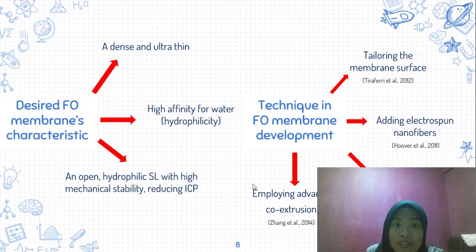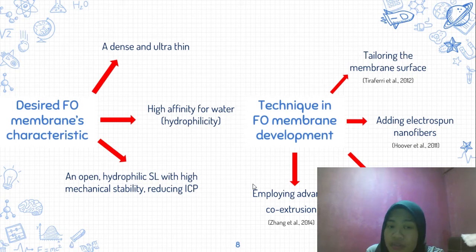Okay, from this slide, as we can observe from the left side, we continue with the desired characteristics of the FO membrane for use in wastewater applications. A dense and ultra-thin FO membrane is desired since it will have an active separating layer for high solute rejection. Besides, a high affinity for water, hydrophilicity, is also desired to enhance the flux and reduce the fouling propensity. Then an open hydrophilic support layer (SL) with high mechanical stability and reduced ICP will contribute to sustained long-term operations.